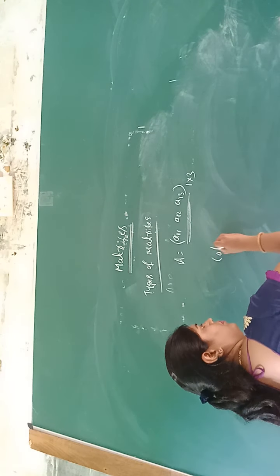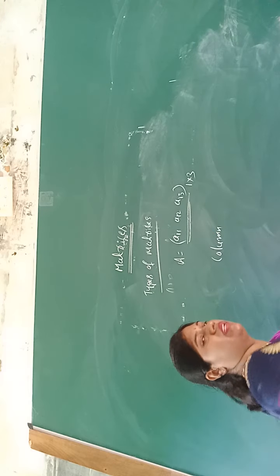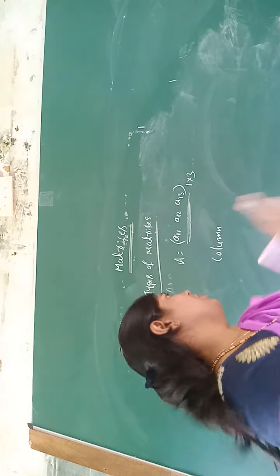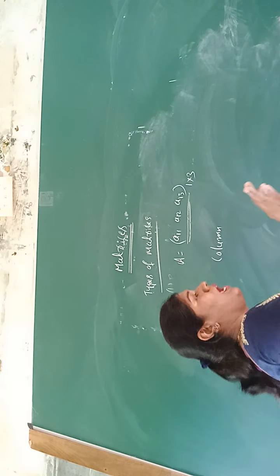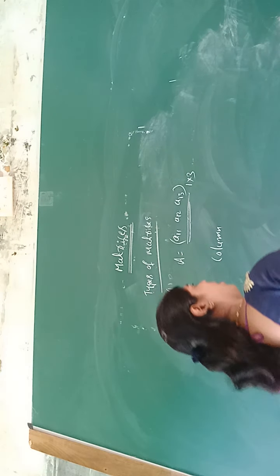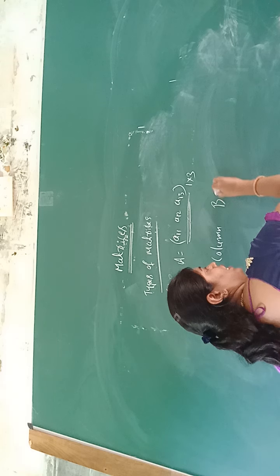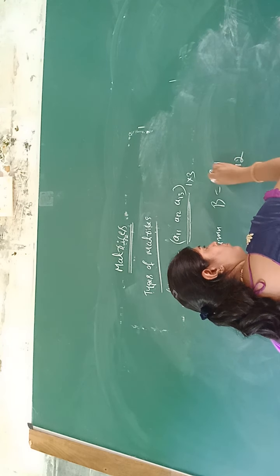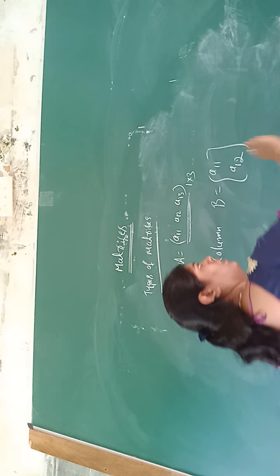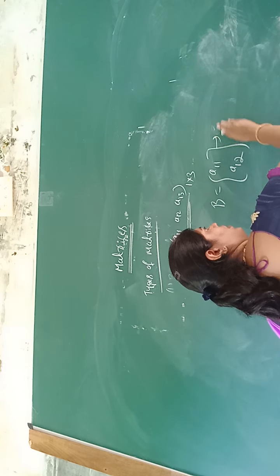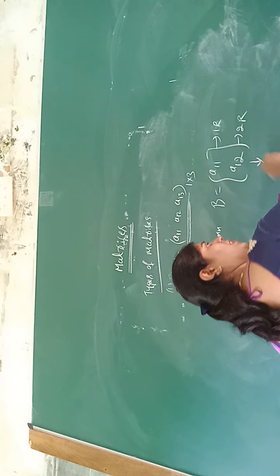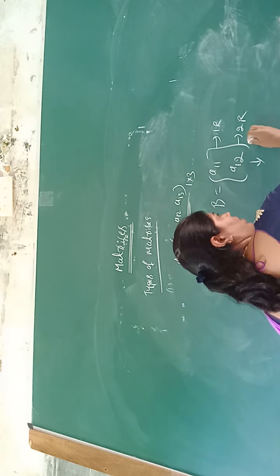Similarly, column matrix. A matrix having only one column is called a column matrix. So for example, B is equal to A11, A12. How many rows here? There are two rows. This is the first row and this one is the second row. How many columns? There is only one column.